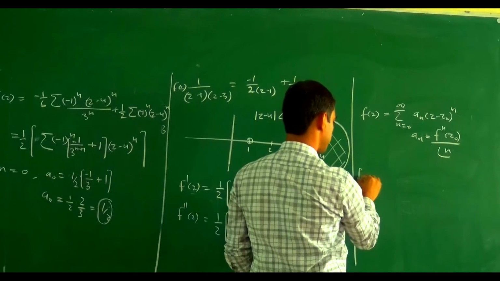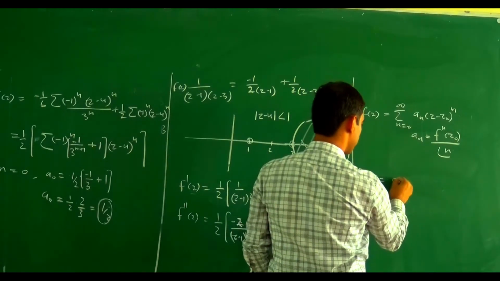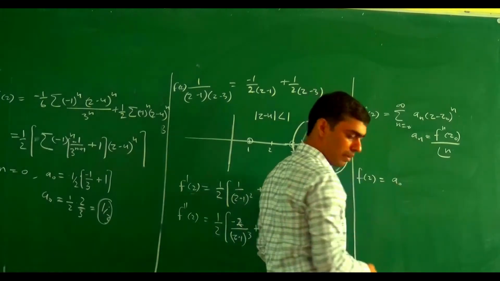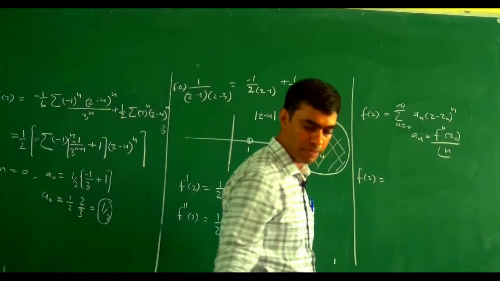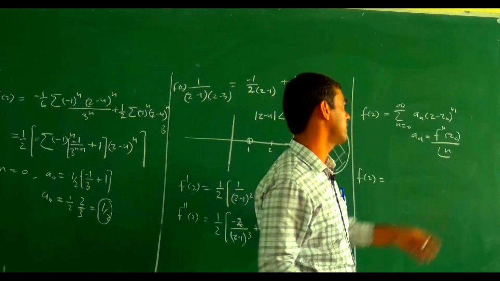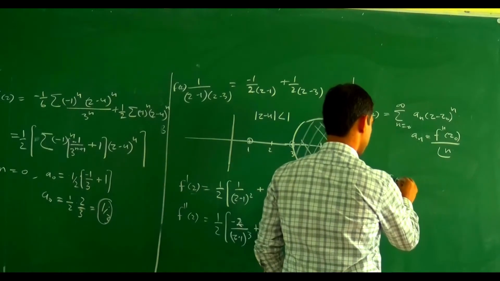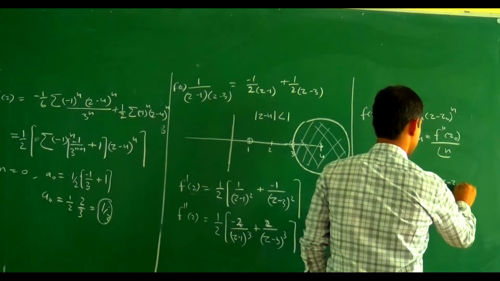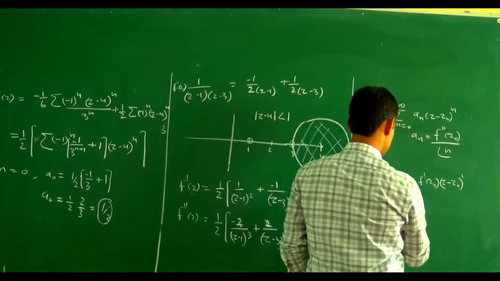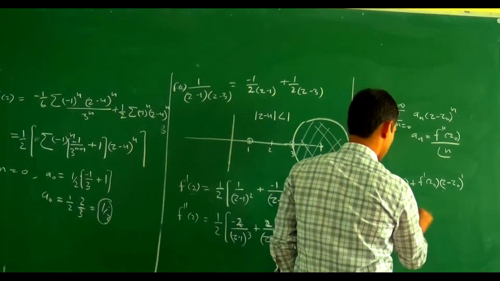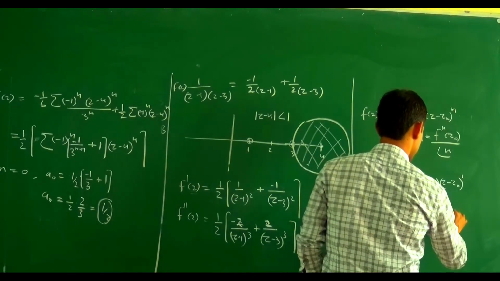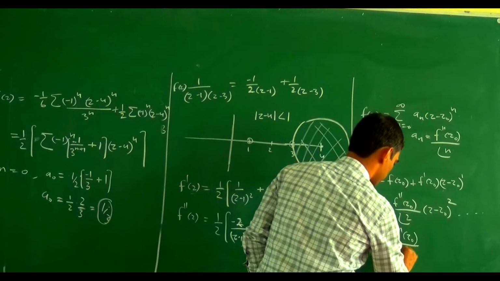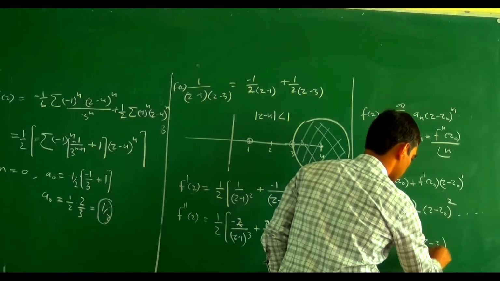So if we expand this, f(z) equals, if n equals 0, then this becomes a0. What is the value of a0? a0 is f(z0). If we write directly the value by putting n equals 0, this becomes the 0th derivative, meaning the function itself: f(z0) plus f'(z0)(z minus z0) to the power 1 plus f''(z0) upon factorial 2 times (z minus z0) squared. And similarly, the nth term is f^(n)(z0) upon factorial n times (z minus z0) to the power n.